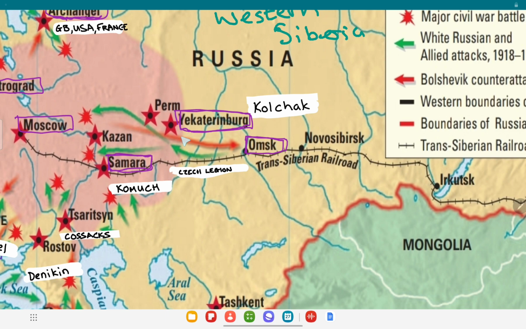Ekaterinburg is important because this is where the Tsar and his family were being held, and as these advances were being made on Ekaterinburg, the decision was made to kill the Tsar and his family.